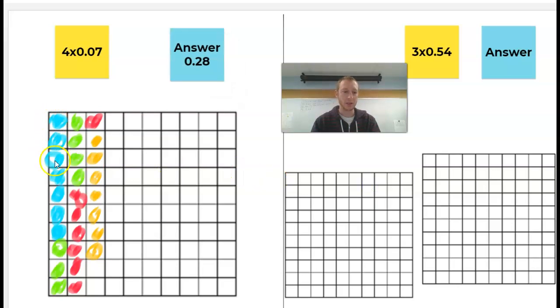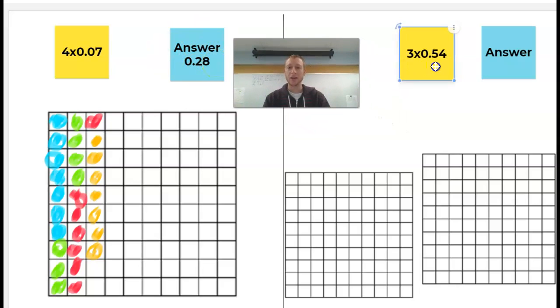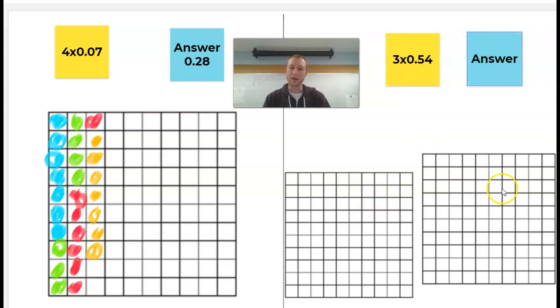And if I count them up, I would say 10, 20, 21, 22, 23, 24, 25, 26, 27, 28. I shaded in 28 hundredths. So 4 times 7 hundredths is 28 hundredths. Let's try another one. Let's try this one over here on the right. Now, in this one, we have 2 hundred charts because our answer might be more than one whole. So let's try that out.